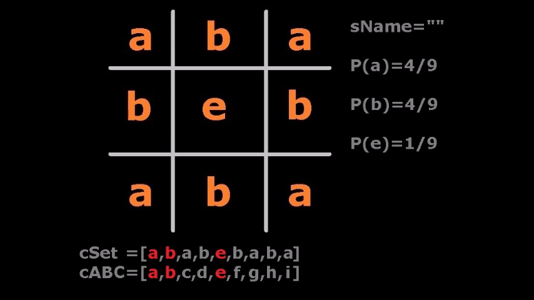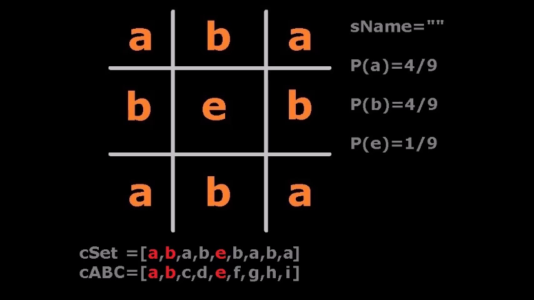As far as playing the game is concerned, we assume that each spot has an equally likely chance of the player placing their move on it, meaning that the probability of A will be 4 out of 9, the probability of B also 4 out of 9, and because E only has 1 spot, the probability of E will be 1 out of 9.